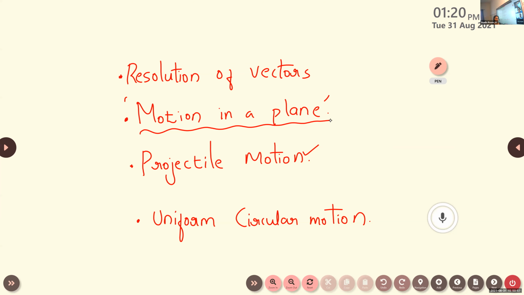Yes, it's right. Unmute and say. Distance, speed, displacement, acceleration, velocity. Yes, distance, displacement, velocity, acceleration, speed and all.